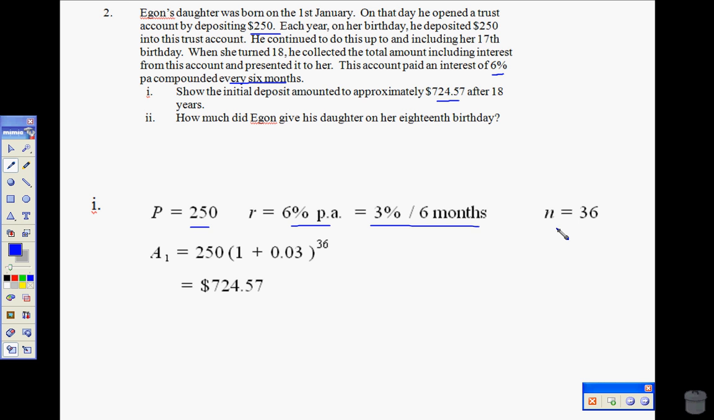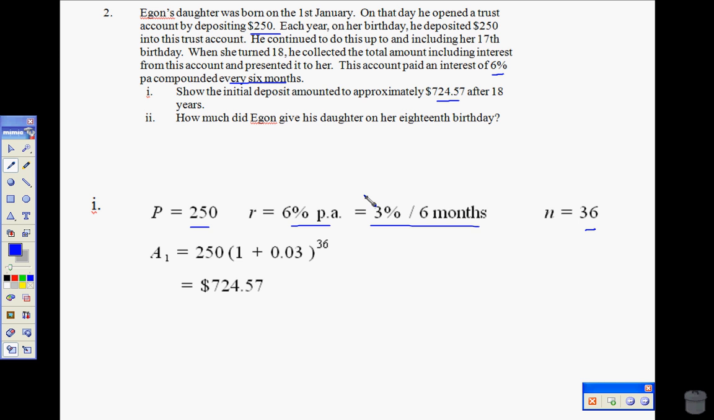So we've just divided it by 2. And the number of terms overall is going to be 36, because it gets compounded twice a year for 18 years. So 2 times 18 gives us 36. There's 36 times it's going to be compounded. So the 250 times (1 plus 0.03), which is the 3%, to the power of 36 gives us that $724.57. The key here is not necessarily in the formula, it's making sure we understand how many terms we have. It's not 18 terms, it's been compounded for 36 terms.